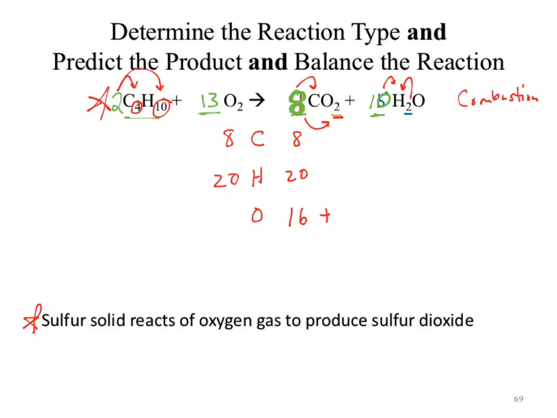How many oxygens coming from H2O? 10. How many oxygens on the right-hand side? 26. How many oxygens on the left-hand side? 2 and the 13 gets me 26. Did it balance? Yes. What should I do now? Check it again. Right? I don't want to check it again. I'm already mad enough at myself.